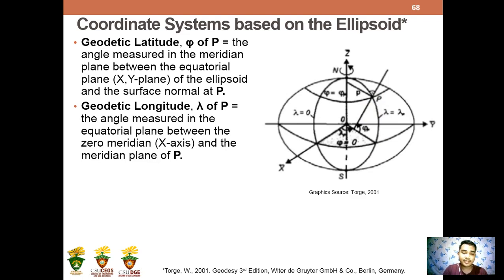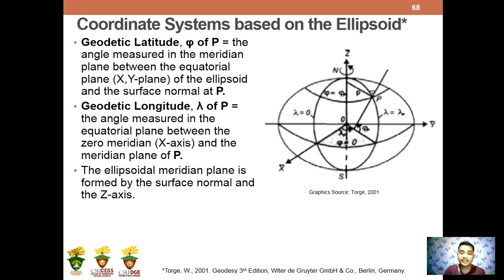We also have the geodetic longitude, or lambda, of point P. It is the angle measured in the equatorial plane, between the zero meridian, which is the x-axis in our figure, and the meridian of the plane of P. So it is measured in the equatorial plane, from this zero meridian toward the meridian of your point. This is now the geodetic longitude.